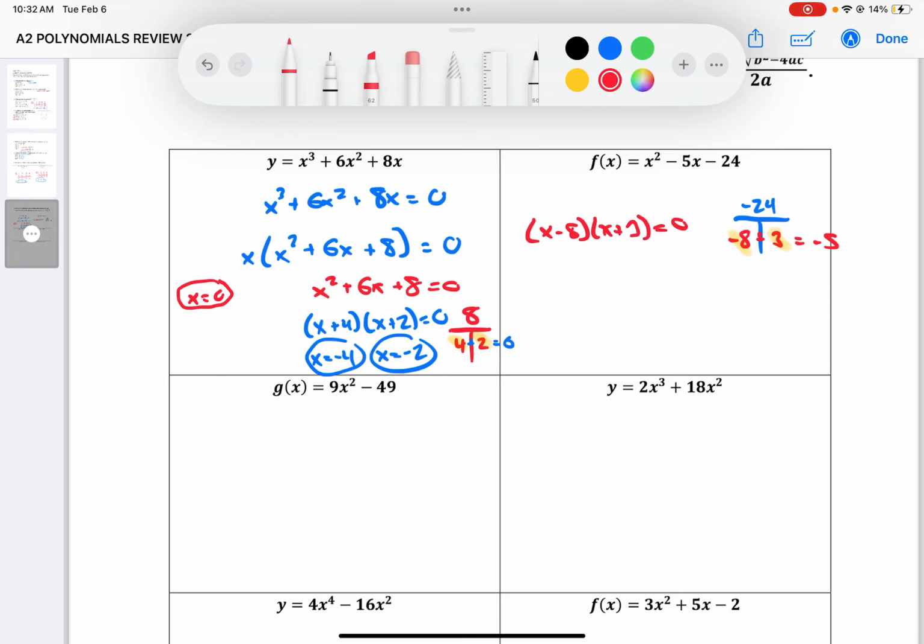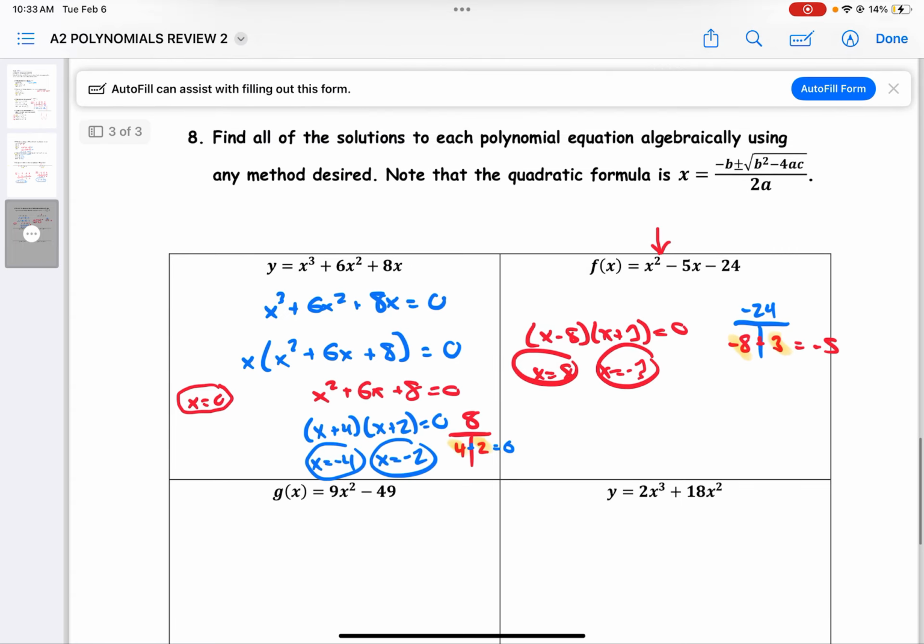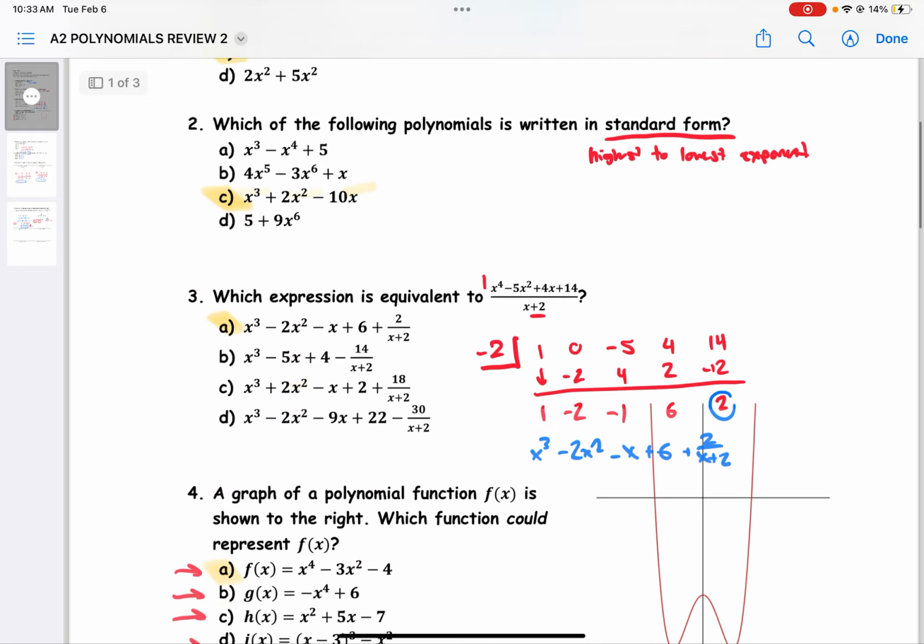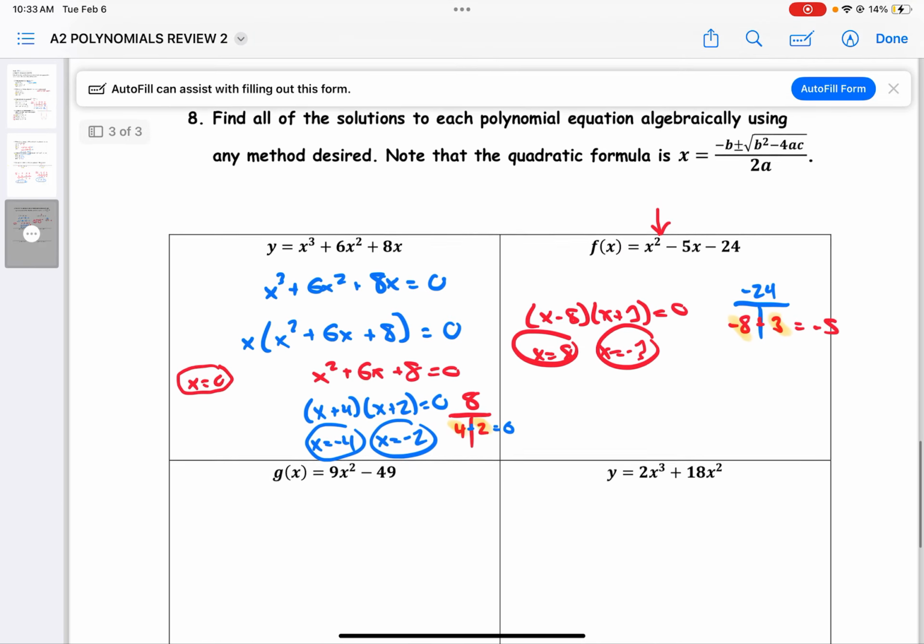So what are my solutions? Well, I just flip their signs. X equals 8, x equals -3. Since this is a quadratic, a degree of 2, you can also use the quadratic formula, which I will show you at the last problem. I don't know why I just did that. Okay.